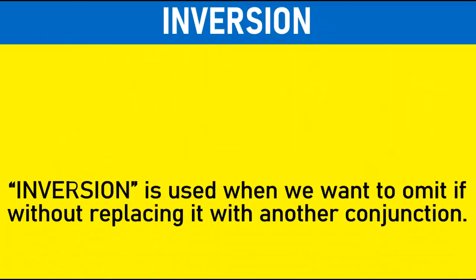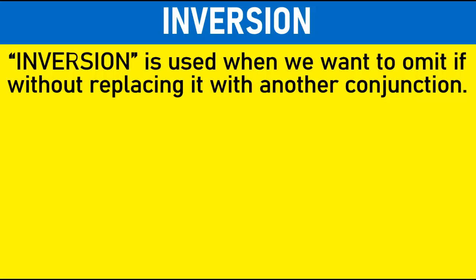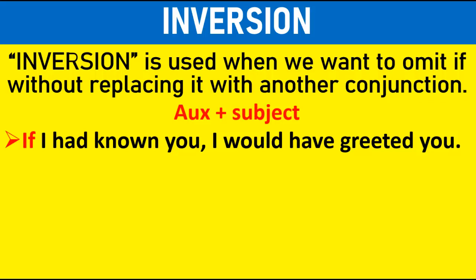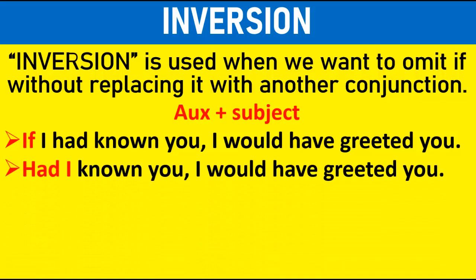Inversion. We use inversion when we want to omit "if" without replacing it with another conjunction. Here you have inversion: auxiliary, subject. If I had known you, without "if," had I known you. So you take the auxiliary "had" to begin the sentence, plus the subject "I": had I known you. If I had seen you, had I seen you. If they had understood, had they understood. If they had come, had they come.